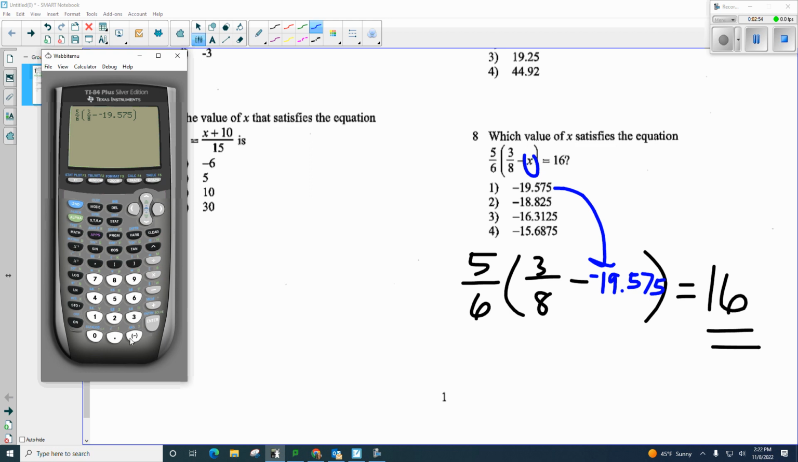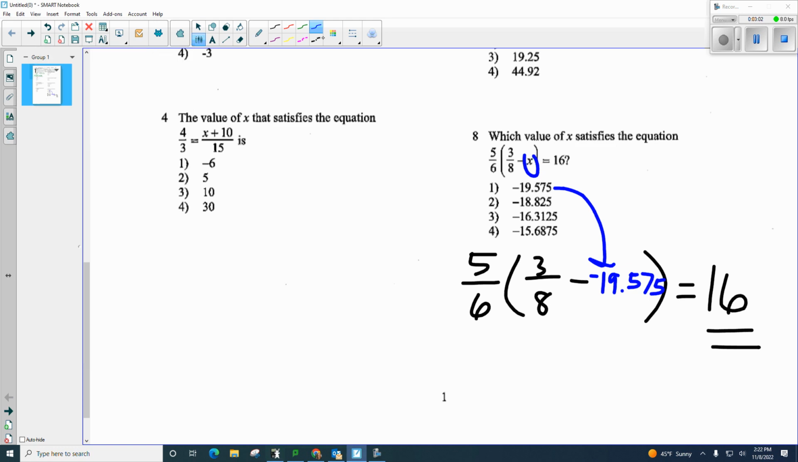All right, you should have had a chance to plug that in now. I put it in and I get 16.625. That is not exactly 16. So what that means is number 1 is not the right answer. I'm going to erase number 1, and we're going to try the next one.